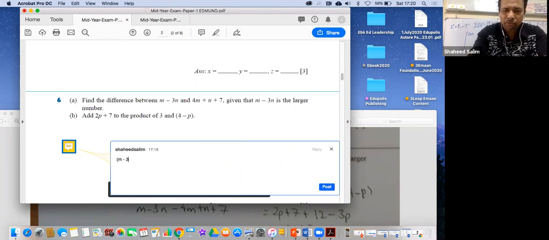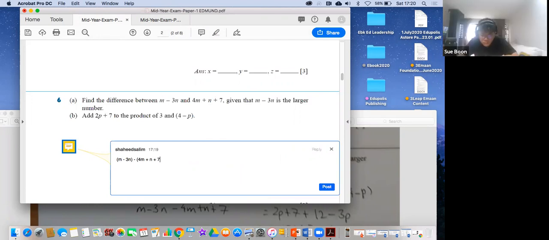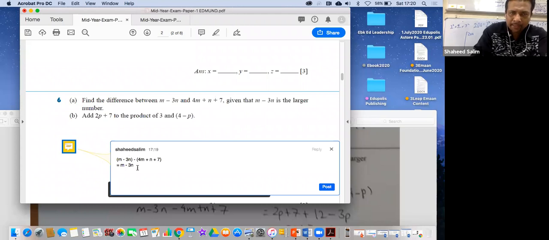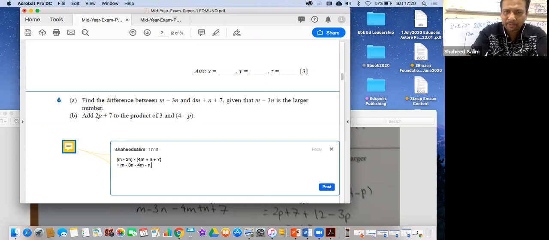m minus 3n, close bracket, minus 4m plus n plus 7. Now you remove the brackets. The first one, you remove the bracket, no problem: m minus 3n, same. But now, minus times plus, you get minus 4m. Minus times plus, you get minus n. Minus times plus 7, minus 7.